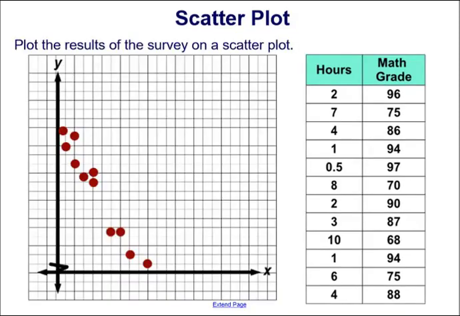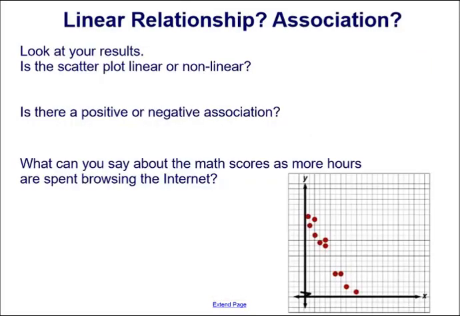And here we can look at the scatter plot and at the behavior of comparing the amount of hours that a student spent on the internet and their math grade, and we can answer questions using the scatter plot. Is the scatter plot linear or nonlinear? Is there a positive or negative association? And then finally, make our general conclusion about the math scores as more hours are spent browsing the internet.